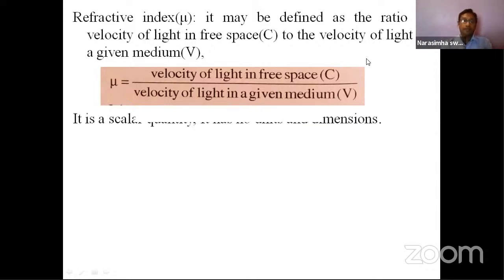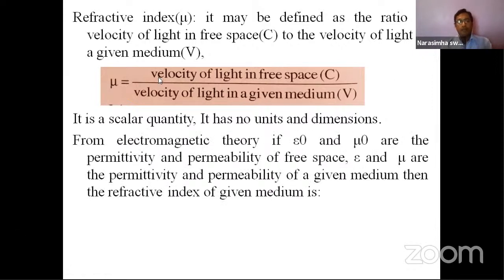And this refractive index is a scalar quantity and it has no units and dimensions, because the upper part is velocity, the lower part is also velocity, meter per second will cancel, so there will be no units for this. So no units means no dimensions. So it's a scalar quantity.